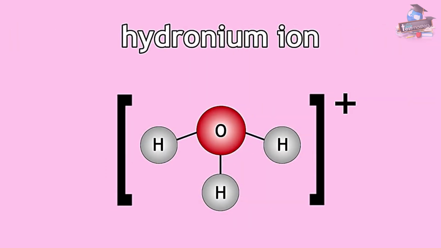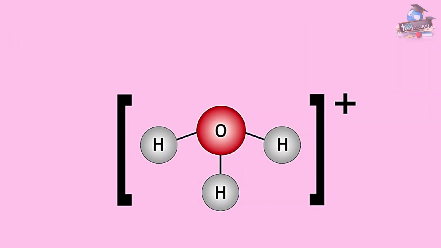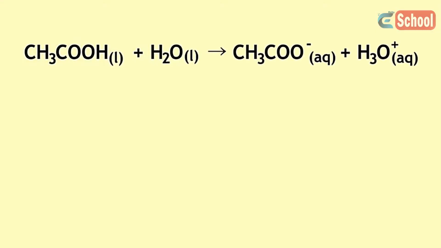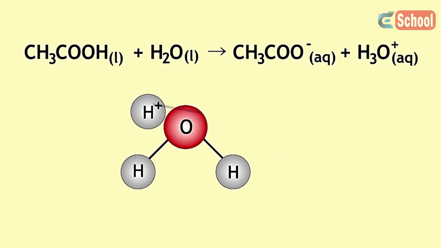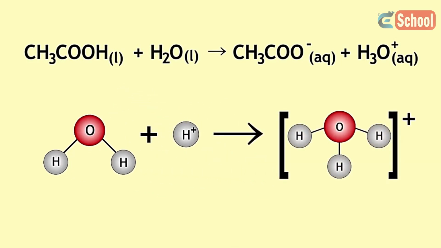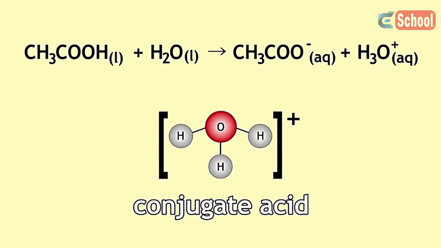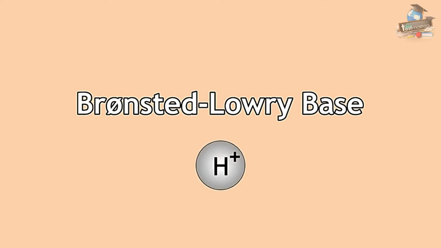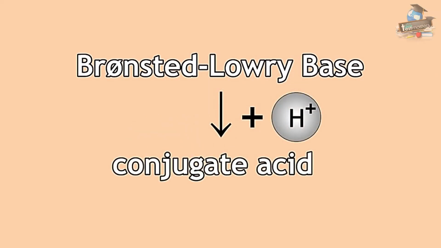This is a hydronium ion, also known as an oxonium ion. The hydronium ion is formed when water accepted a proton from acetic acid. This is the conjugate acid in this reaction. When a Bronsted-Lowry acid releases the proton, the resulting species is its conjugate base. When a Bronsted-Lowry base accepts a proton, the resulting species is its conjugate acid.